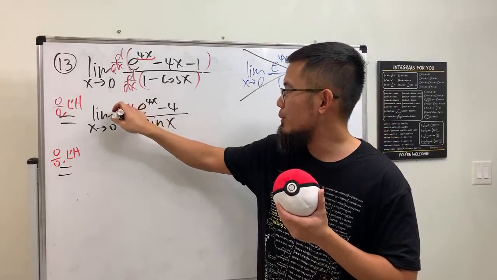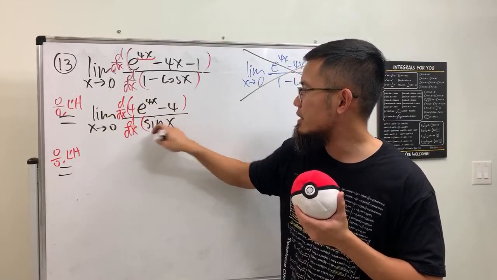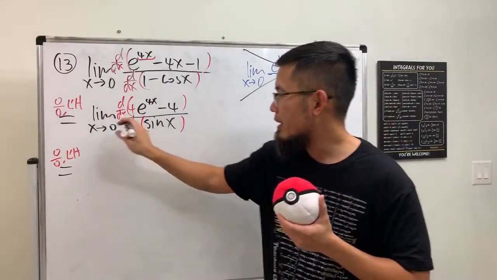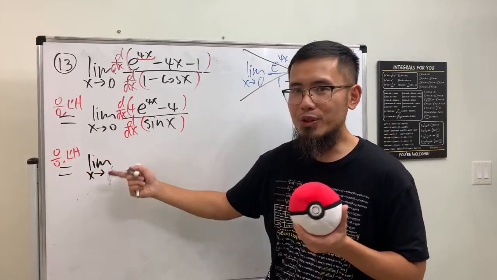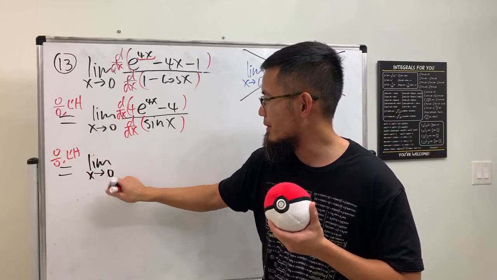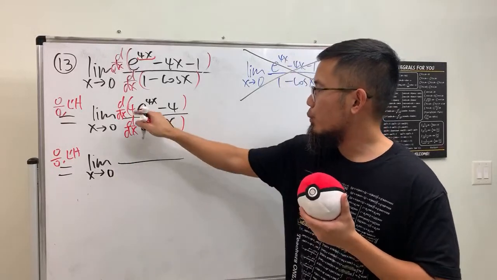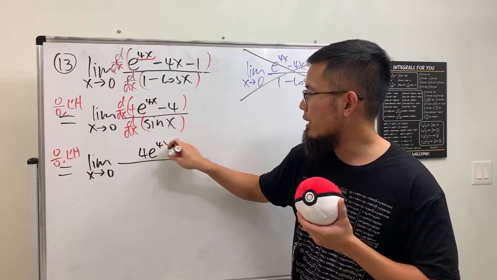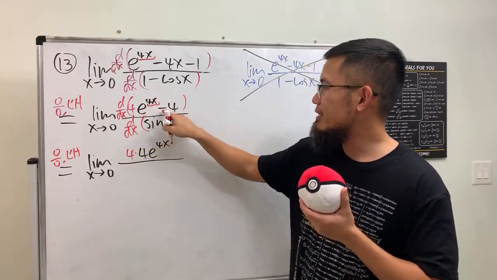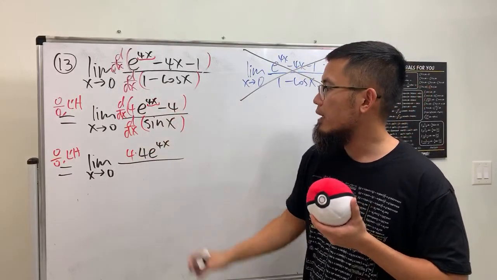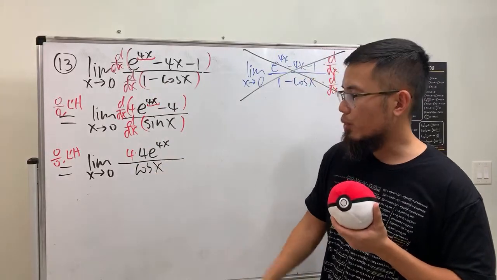So go ahead and do the derivative on the top and then the derivative on the bottom. L'Hopital's rule. So here we have a limit as x approaching... why do I want to write infinity all the time for this question? I don't know. The limit as x approaching 0. Here we have 4e to the 4x, but chain rule says multiply by 4 again. The derivative of negative 4 is just 0. And the derivative of sine x is cosine x. So that's what we have.